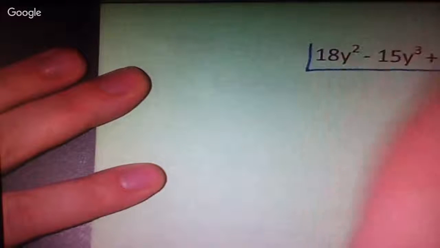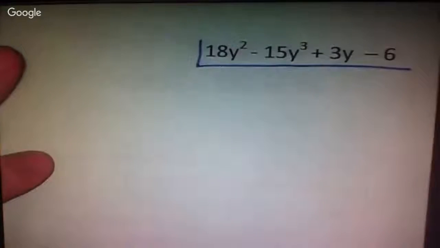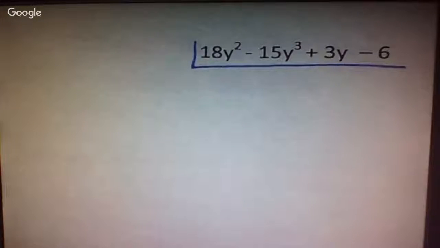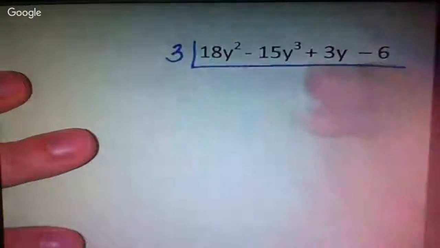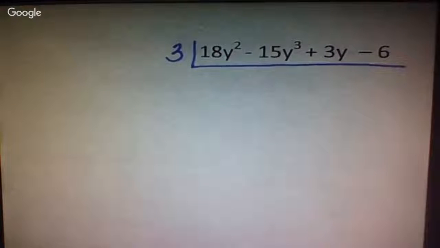Okay, so step number 1. Put yourself an upside down division sign around your polynomial. Okay, now I need you to look at your numbers. We have an 18, a 15, a 3, and a 6. What number divides evenly into all 4, Tehran? 3. So the 3 goes on the outside. That's what you're dividing everything by.